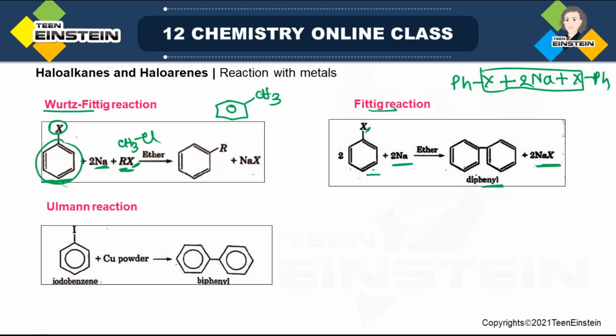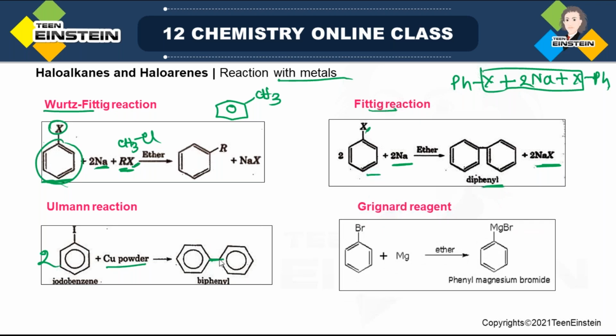Another example, reaction with metals. These reactions we are discussing under reaction with metals because in the first two reactions we have used sodium metal. Now in the Ullmann reaction we have used copper powder, and iodobenzene is the starting material. Here also two benzene rings, two molecules, will be attached, so carbon-carbon bond formation is there.